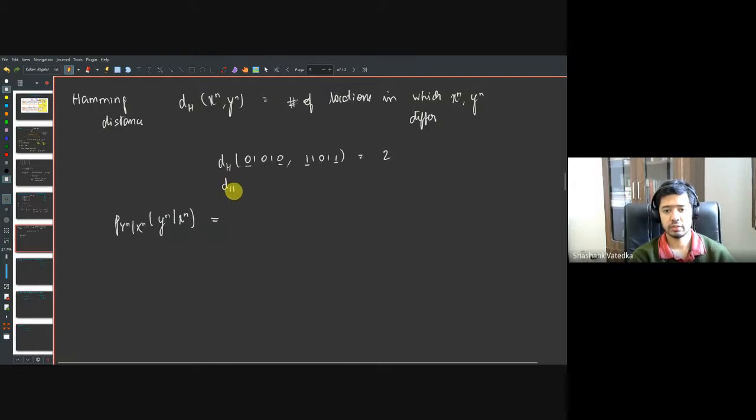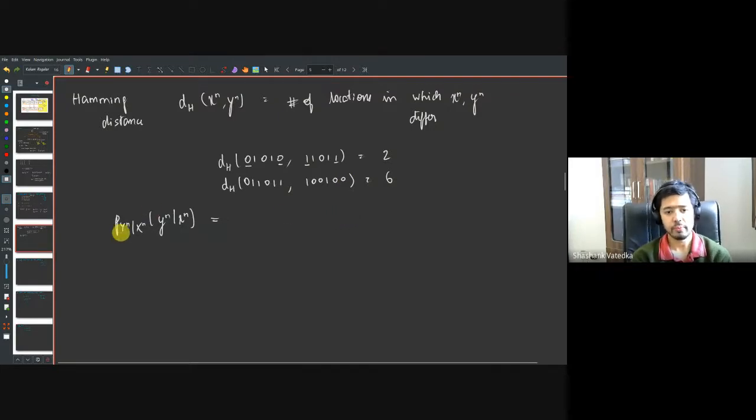Similarly, the Hamming distance between 0 1 1 0 1 1, and let's say 1 0 0 1 0 0. What is this equal to? 6. Right, because they differ in all the locations. The first location is different, second location is different, and so on. So the second is exactly the complement of the first. So the Hamming distance between these two is 6.